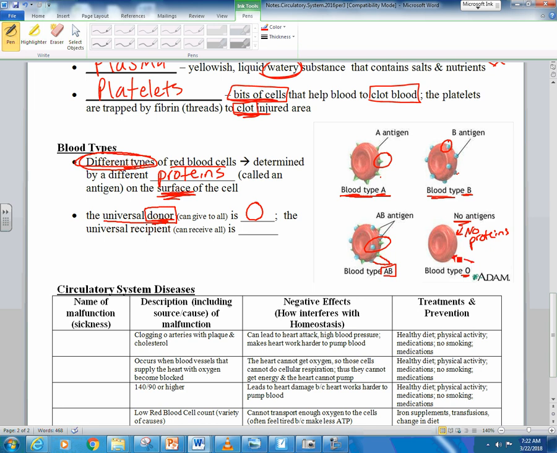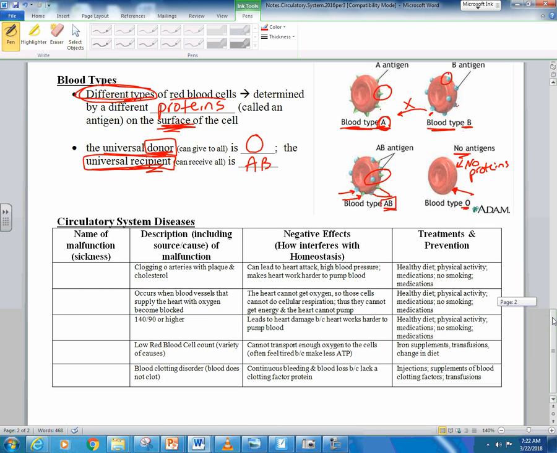If someone has type A blood, you cannot give them type B. That's bad because their body's gonna see this circle and they're gonna say, whoa, what is this thing? And they're gonna attack it, and that's gonna harm the body. So the universal recipient that can receive anybody's blood is AB, because AB has circles, AB has triangles. And so the body's not gonna recognize any blood type as foreign. They're gonna recognize it all as, oh yeah, this is okay.